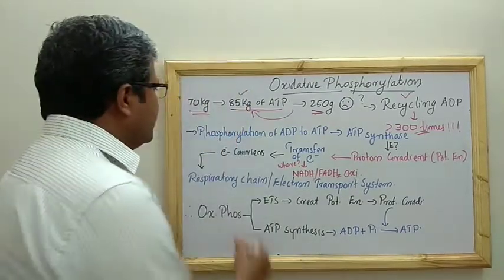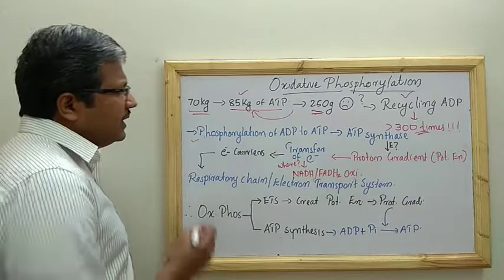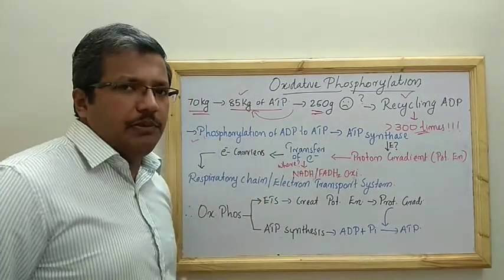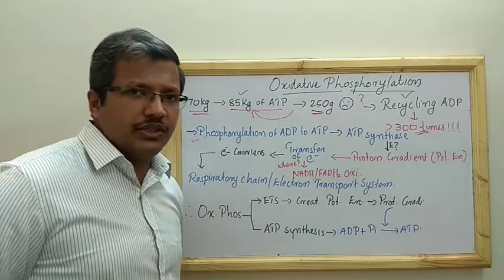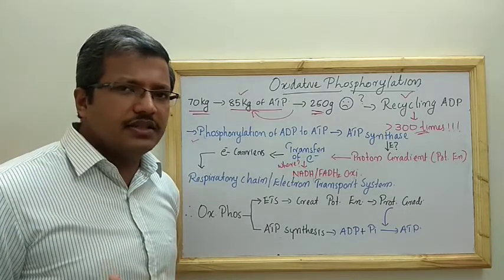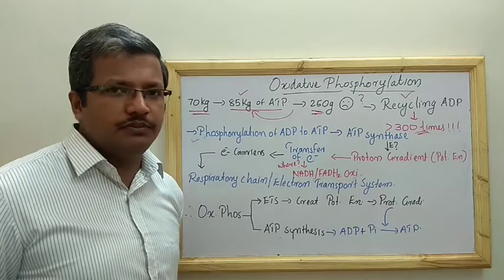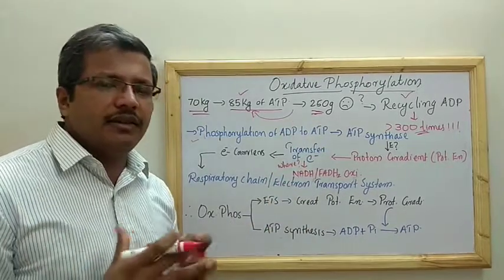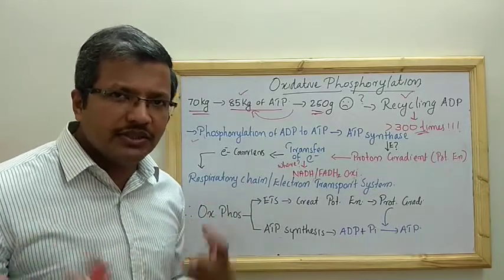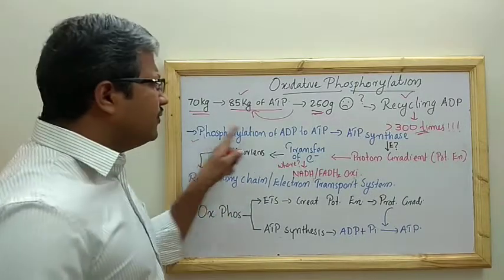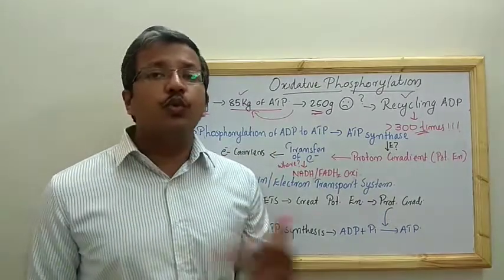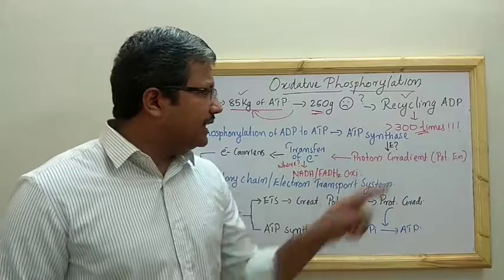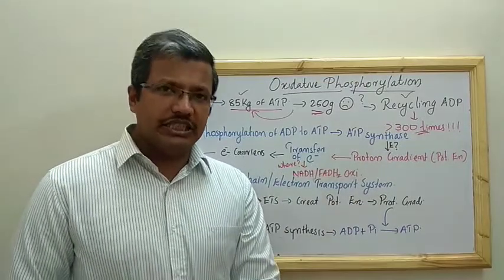Okay, so let us see here. Oxidative phosphorylation is the phosphorylation of ADP to ATP. What is meant by phosphorylation? It is just the adding of a phosphate group. So ADP and Pi will be combined, and that process is known as the phosphorylation of ADP to ATP. Who will be combining that? Definitely there will be an enzyme, and that enzyme is ATP synthase.